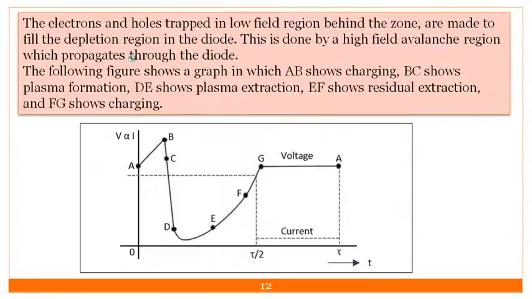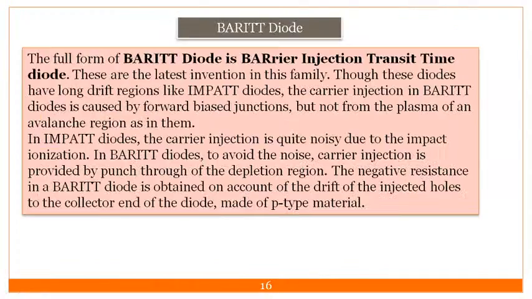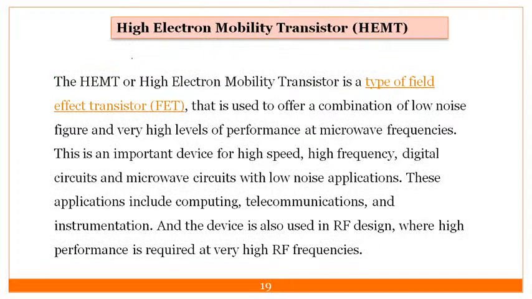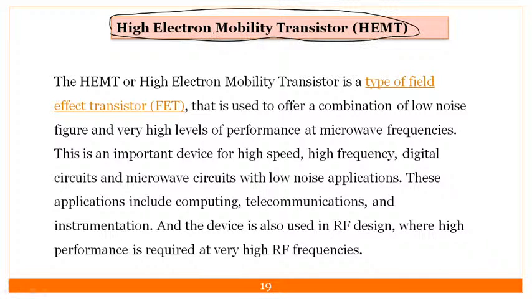So just a minute, I will go to HEMT. This is HEMT, that is nothing but the high electron mobility transistor. High electron mobility. I will explain each and everything to you, that is, what exactly is meant by electron. What exactly is meant by electron?